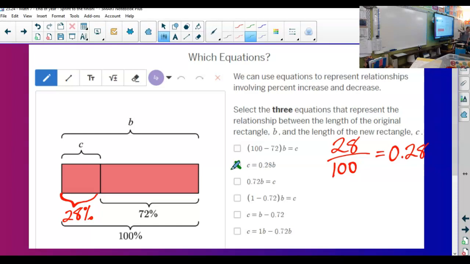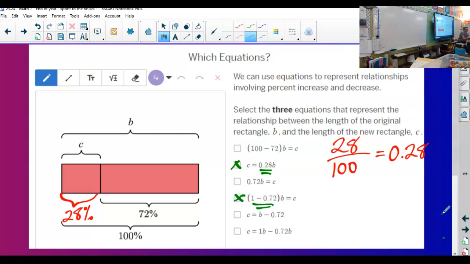No, because C's that little chunk, right? So that would not be right. What about 1 minus 0.72 of B? What about that fourth one here? Why? What's 1 minus 0.72? That's the 0.28 that's right up here. This leaves us with 28%, and it's showing us the subtraction that happened. The 1 is your 100%. 0.72 is your 72%. So yeah, this one would work also.